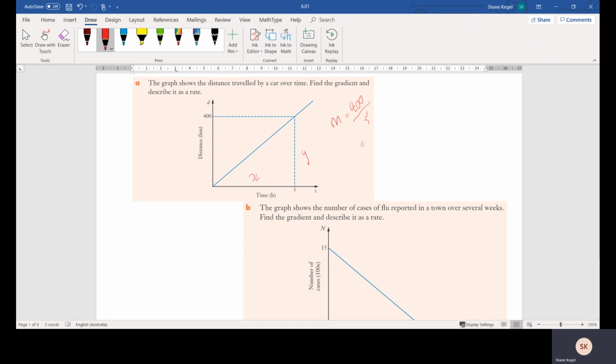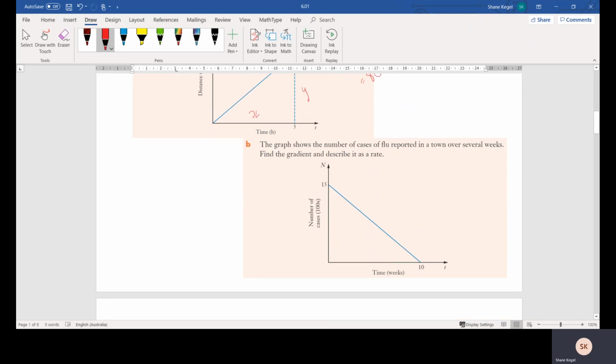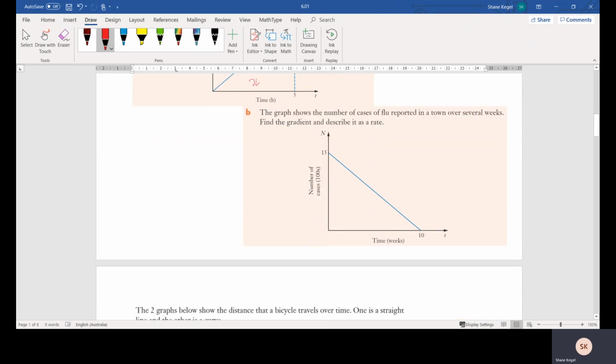400 divided by 5 gives me 80. So I could safely say, as expressing this as a rate, this car is traveling 80 kilometers per hour. Part B, the graph shows the number of cases of flu reported in a town over several weeks. Find the gradient and describe it as a rate.